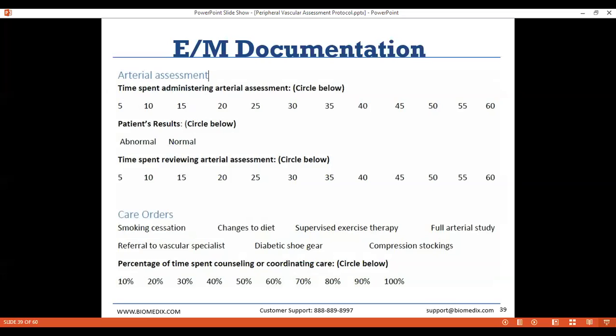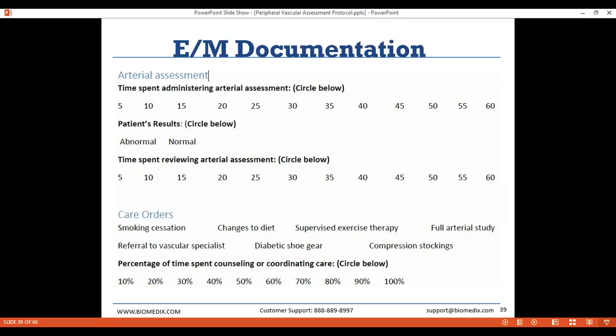This is the second half of the sheet. The arterial portion is pretty familiar. Should look pretty much the same. You're going to document the amount of time administering the arterial test. You're going to circle the patient's diagnosis. Does the patient have normal or abnormal waveforms in the ankles? And then the interpreting physician is going to mark how much time was spent discussing those results with the patient.